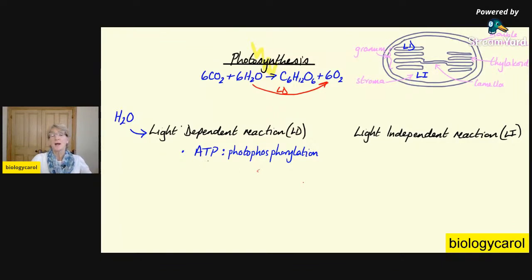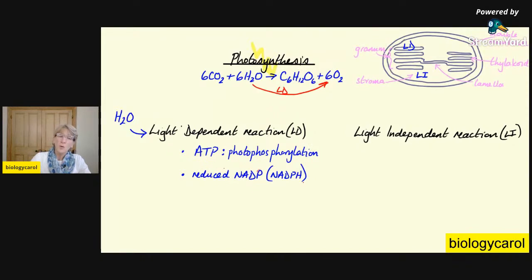And when we talk about phosphorylation, we're using it as a term, so in respiration you talk about substrate level phosphorylation and oxidative phosphorylation. Here we're talking about photophosphorylation, and those are the three ways in which ATP is made. Because when we use that term, we're actually talking about the phosphorylation of ADP, the addition of a phosphate to ADP to make ATP.